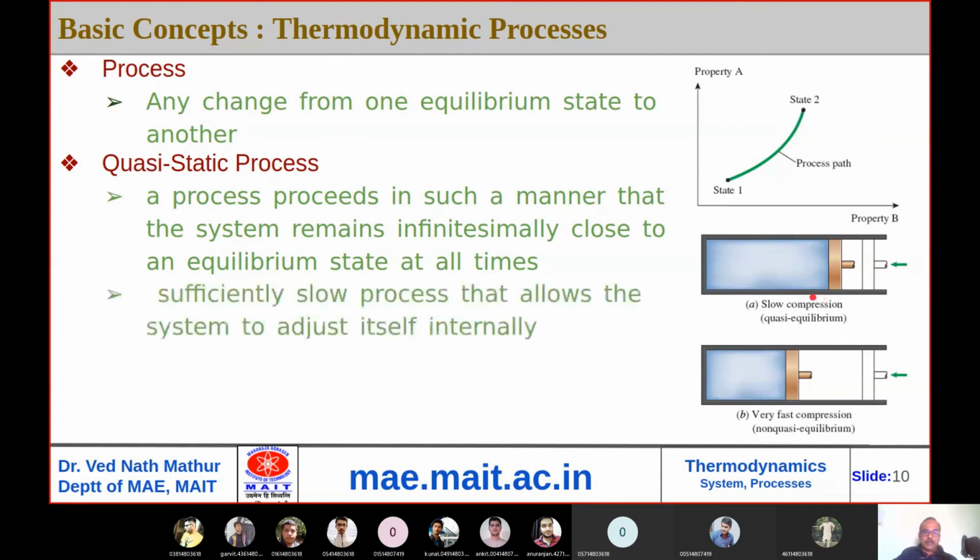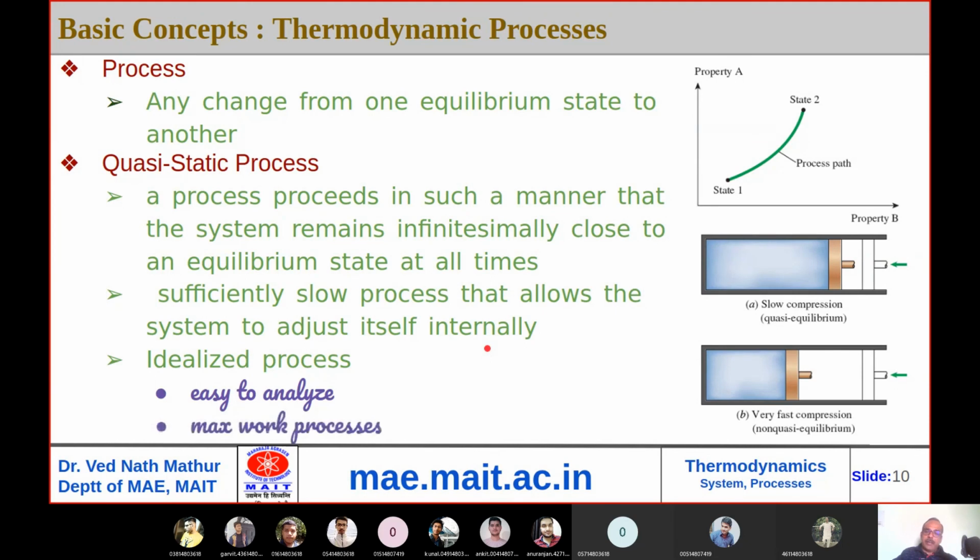So quasi-static process is a sufficiently slow process that allows the system to adjust itself internally, but it's an idealized process. It's good for calculations, easy to analyze such kind of system, and for work producing devices, it produces maximum work. For work absorbing devices, it absorbs minimum work because there are no losses, there are no frictional losses for a quasi-static process.